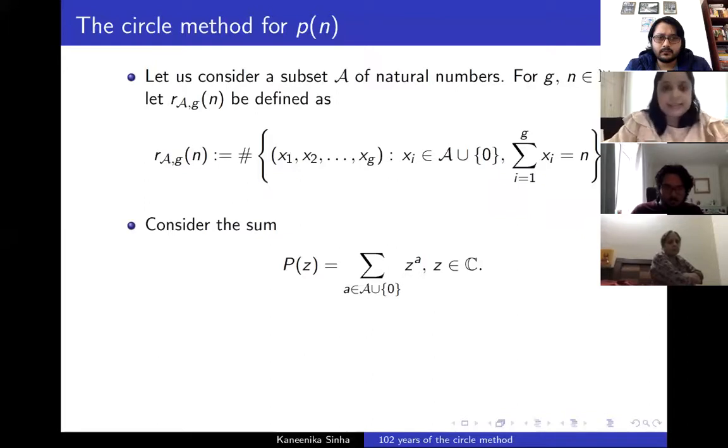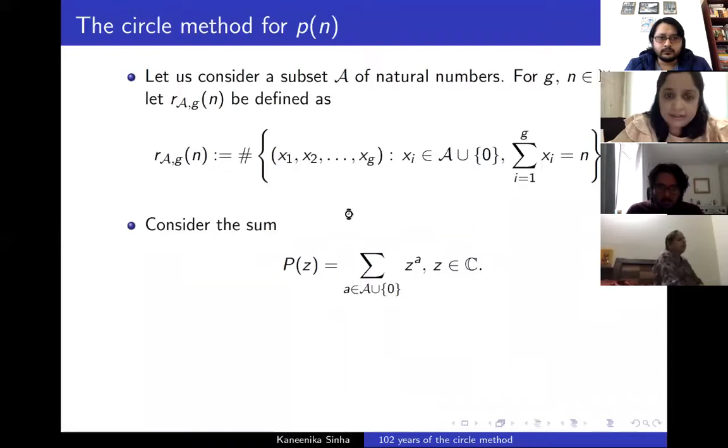To understand this, they consider the sum P of z. Just like we considered the exponential sum, E of p x, in Goldbach's conjecture, as p runs up to n. So here we are not necessarily restricted to the set of prime numbers. We have a general subset A, and now this A could have infinitely many elements. So they write out this generating function. It need not be a finite sum any longer. They take all possible powers z to the a, where a lies in A.